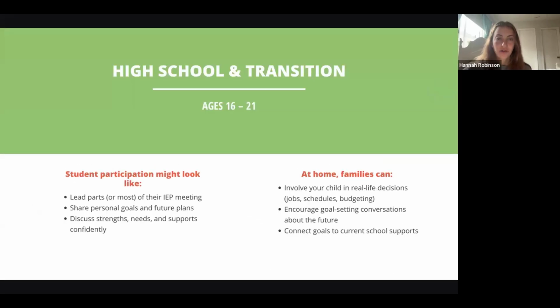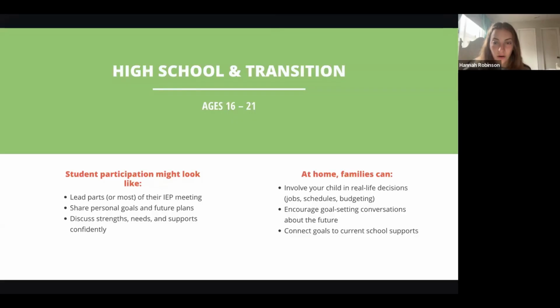So then moving on to the high school and transition period. Student participation might look like leading parts or most of their IEP meeting. Students can continue to share their personal goals and future plans as we are going into the transition planning period. And then students can discuss their strengths, needs, and supports confidently.